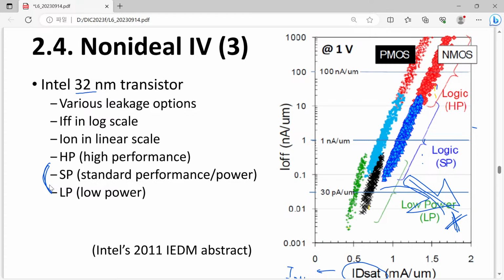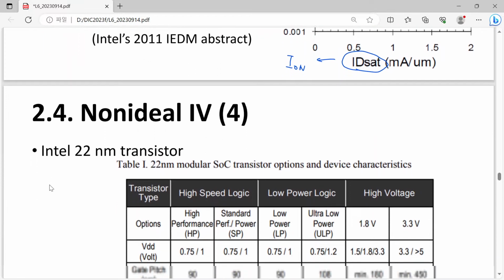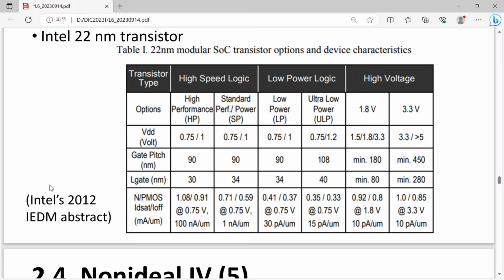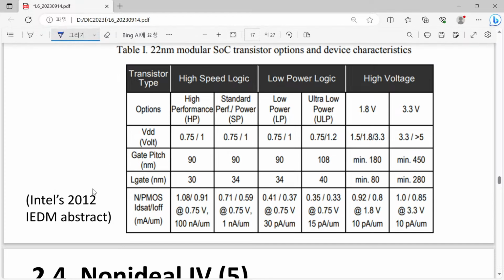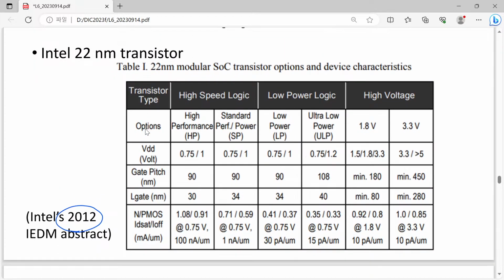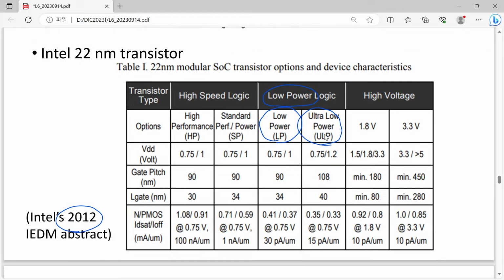But unfortunately, nowadays technology development has become too difficult, so now they introduce more and more options. For example, in the case of Intel's another IDF paper, just 1 year later, you can see that even these low power logic options have divided into two more parts. So yes, nowadays there are even more options.